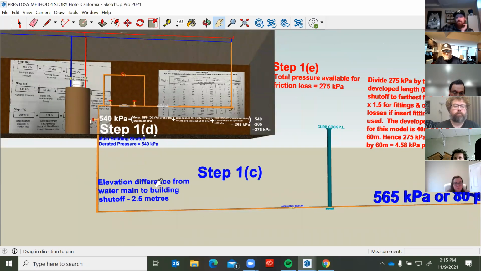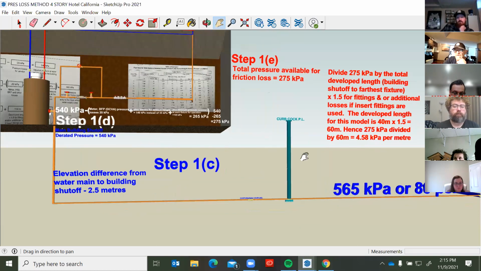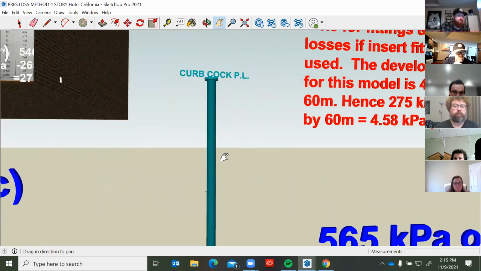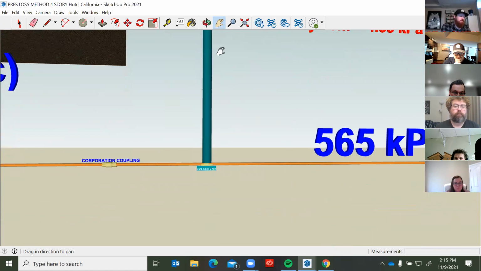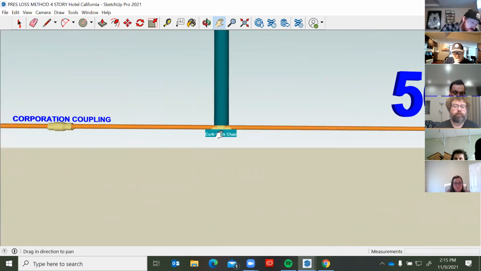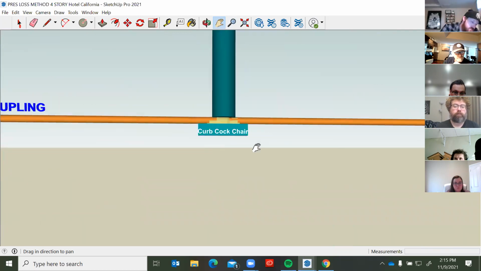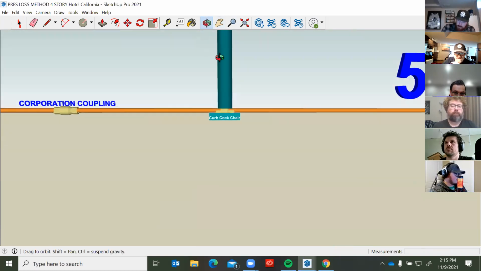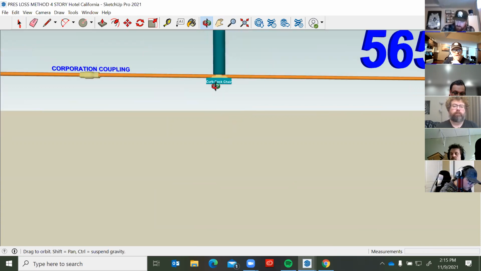Let's check this drawing out a little bit better, this animation. So here's a couple of things. Here's our curb cock, right? That's approximately where the property line is. Now, if I go down to the bottom of the curb cock, do you remember the purpose of the curb cock chair? To prevent it from sinking into the earth? Yeah, to prevent this from sagging down, right? It's just a block, the curb cock chair.